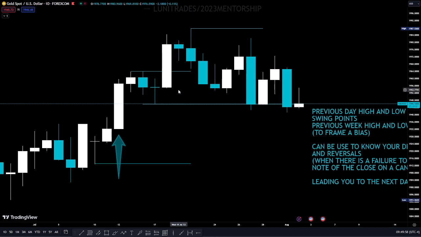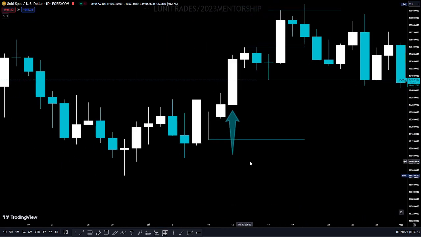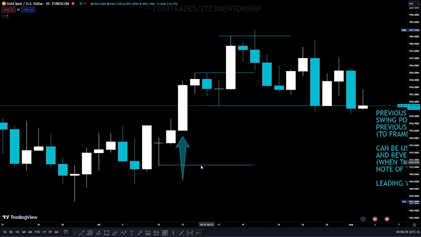So a reversal is, for example, this is a swing point. Price took this and closed below that swing point. So that's a reversal. It was bullish, now it's giving us a bearish reversal. Same thing here. Price took this low, then closed above that line. This is where we have the bullish reversals. You understand? So we can also take note of this.